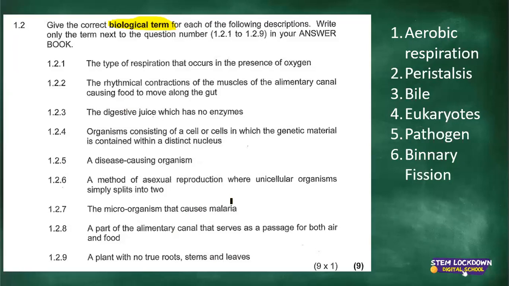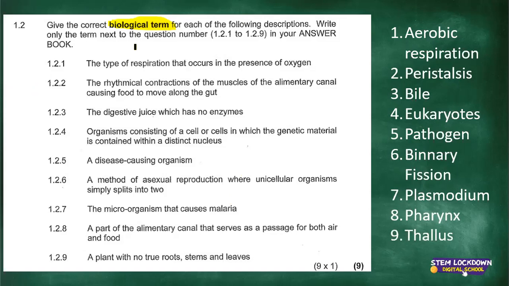And then question 7, the microorganism that causes malaria. What is that microorganism? Plasmodium. I'm so impressed with Buhle. Question 1.2.8, a part of the alimentary canal that serves as a passage for both air and food. Pharynx. And then question 9, a plant with no true roots, stems, and leaves. Wow, okay. 100% to Buhle.